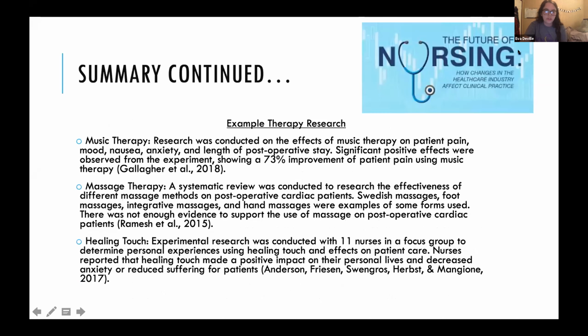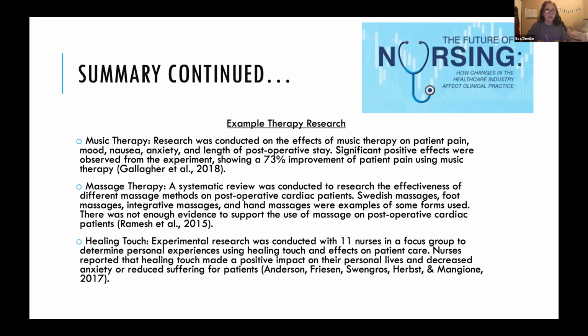So during my literature review, I particularly focused on three forms of non-pharm techniques, which were music, massage, and healing touch, and these were the results from those particular research articles. For music therapy, it focused on the effects on post-operative orthopedic patients, and it showed that significant positive effects were observed from the experiment, showing a 73% improvement for patients' pain using some form of musical therapy, either from a musical therapist or even CDs played during surgery and after surgery.